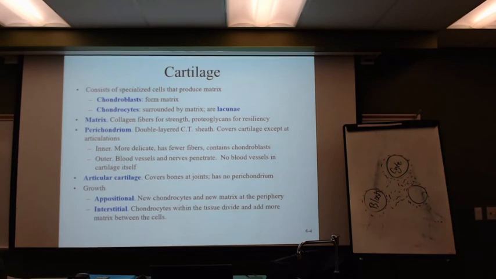Once that cartilage is formed, these cells are now stuck in this semi-rigid matrix, and they are now cytes. So once you reach your full growth, for example, the costal cartilage.